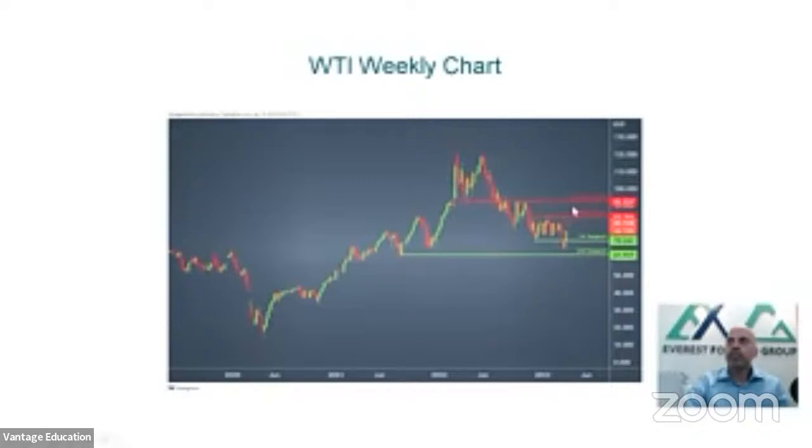But just take note that these are some of the levels to take note on a larger time frame for oil. So you can see the first resistance at $83.70. I guess you could say the first support could be the gap level, right? And then we have the next level at $70.24.